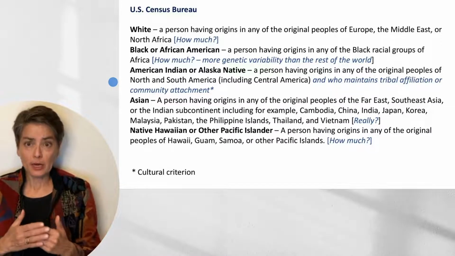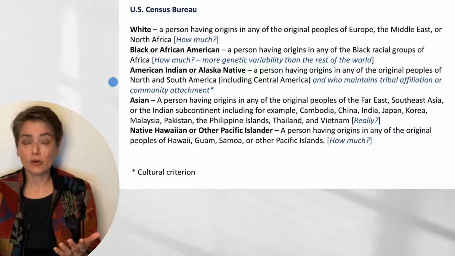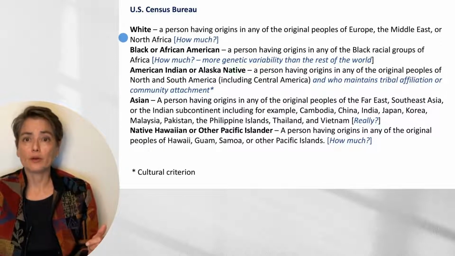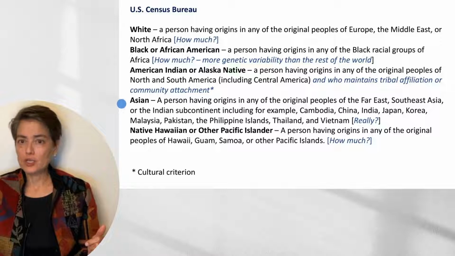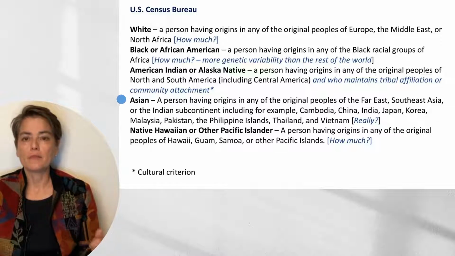So you may be a Navajo on Monday, decide you want to leave the tribe on Tuesday, and by Wednesday you're no longer an American Indian and you have to find one of these other places to be. If you look at Asian, this is a huge expanse geographically, and as I'll mention more in a bit, with increasing geographic distance, we have increasing genetic variability.